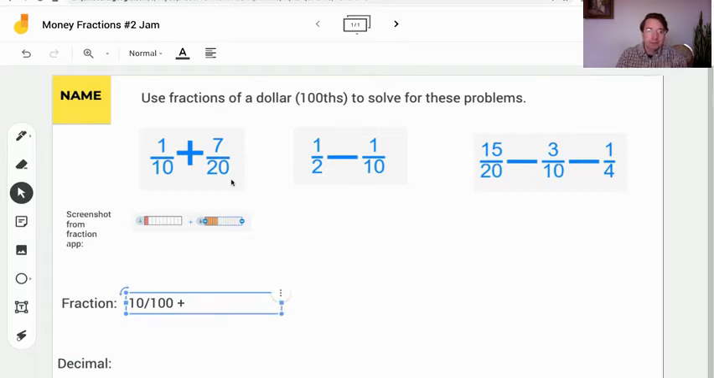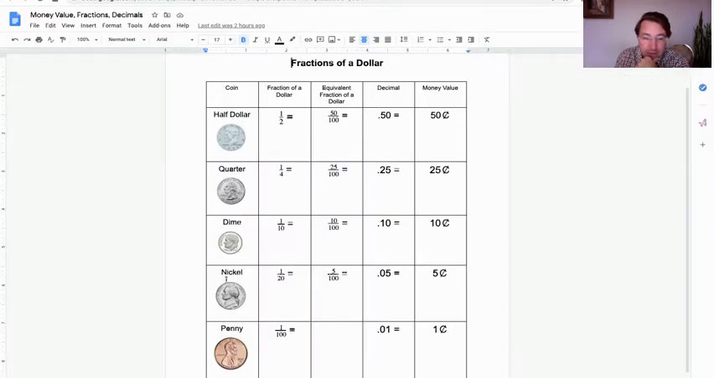So 10 100ths. Now you look here and you see 7/20, and you might be thinking to yourself, wow, 7/20, I do not know what to do with that number. Well, you start by thinking, well, a 20th, what coin do you need 20 to equal a dollar? Well, you need a nickel. 20 nickels equals a dollar because each nickel is 5 cents. Each nickel is 5 100ths of a dollar. And 5 times 2 is 10, so 5 times 20 is 100. So we know that each nickel is 5 100ths.